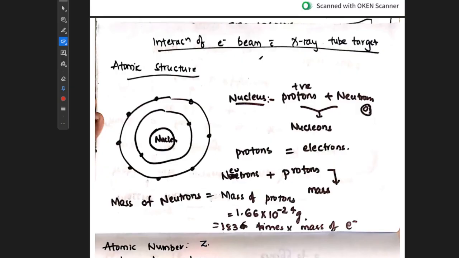Right now let us learn how X-rays are produced. So what is the mechanism of production of X-rays? So, interaction of electron beam and X-ray tube target. First we will see the atomic structure. First we should know what an atom is.